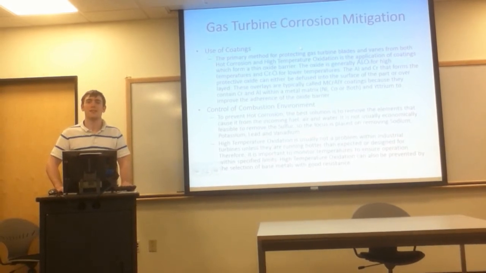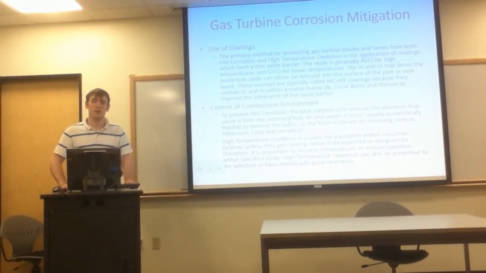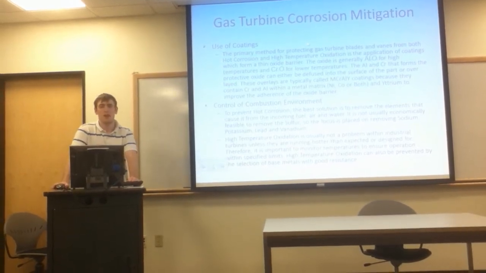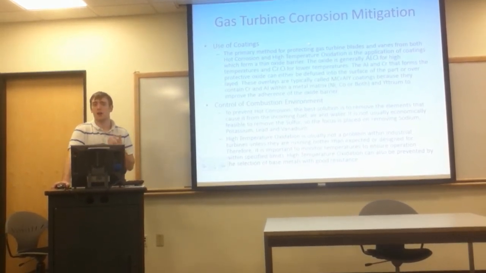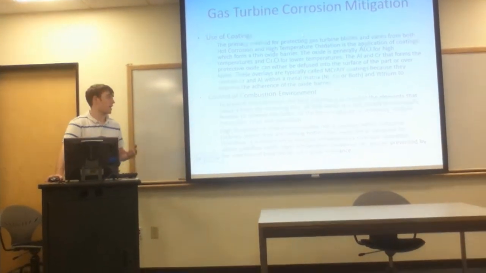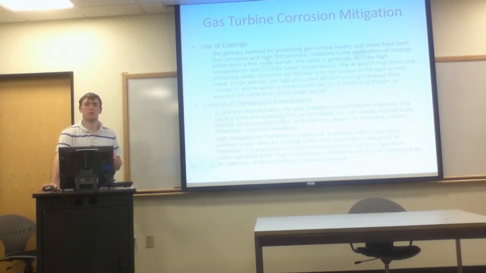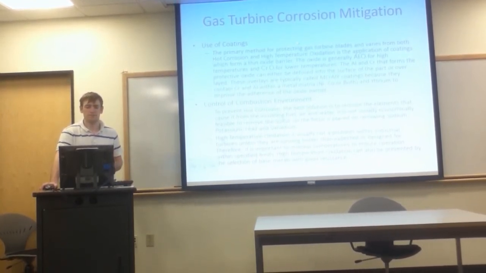Now, how can we prevent corrosion in gas turbine blades? Well, there's two main solutions. The first is the use of coatings. These coatings are rich in either aluminum or chromium, and they form a protective oxide layer. The aluminum is generally used for higher temperature blades, and the chromium is used for lower temperatures.